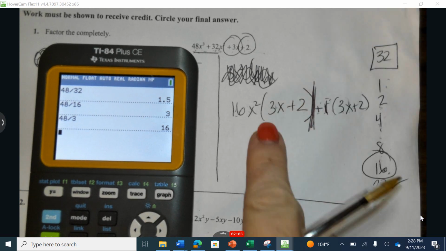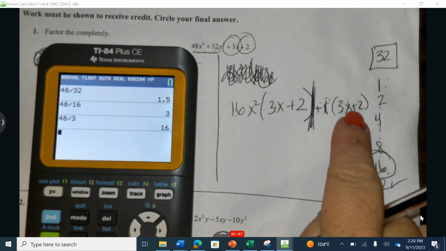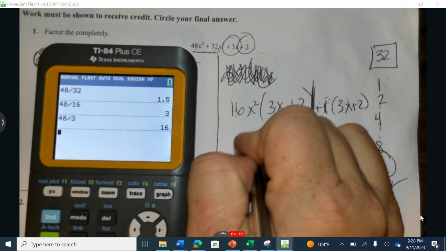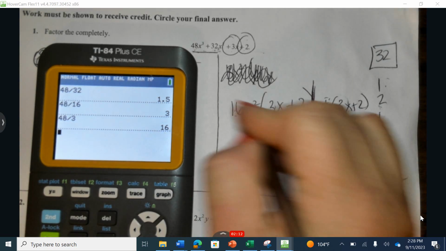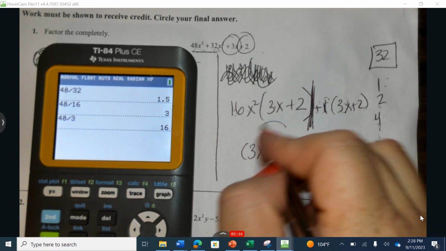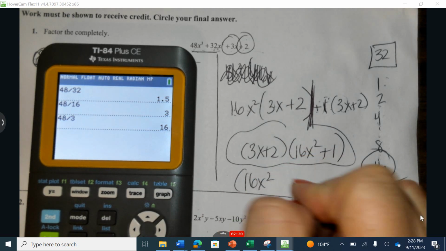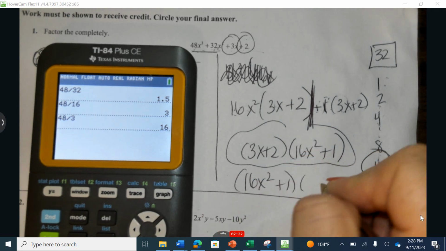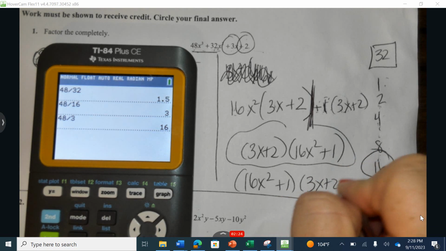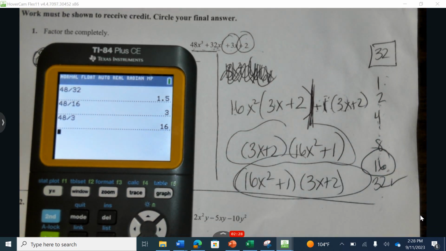Now, we have a front half and a back half. They both have what's in common, the parenthesis. I'm going to write it down one time. In front of the first parentheses is 16x squared, and from the back is a positive 1. This is our answer. I do want you to recognize that writing 16x squared plus 1 times the quantity 3x plus 2, these are identical answers. So the order the parentheses goes in does not matter.